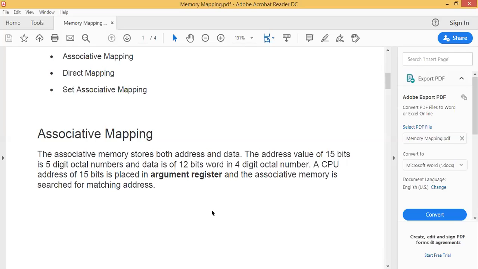Associative memory stores both address and data. The address value of 15 bits is a 5-digit octal number, and data is a 12-bit word in a 4-digit octal number. A CPU address of 15 bits is placed in the argument register, and the associative memory is searched for a matching address.